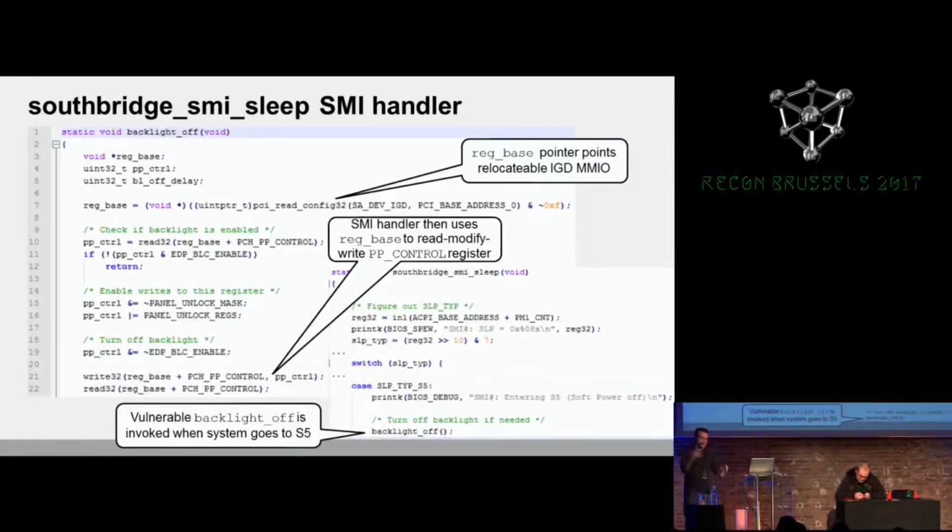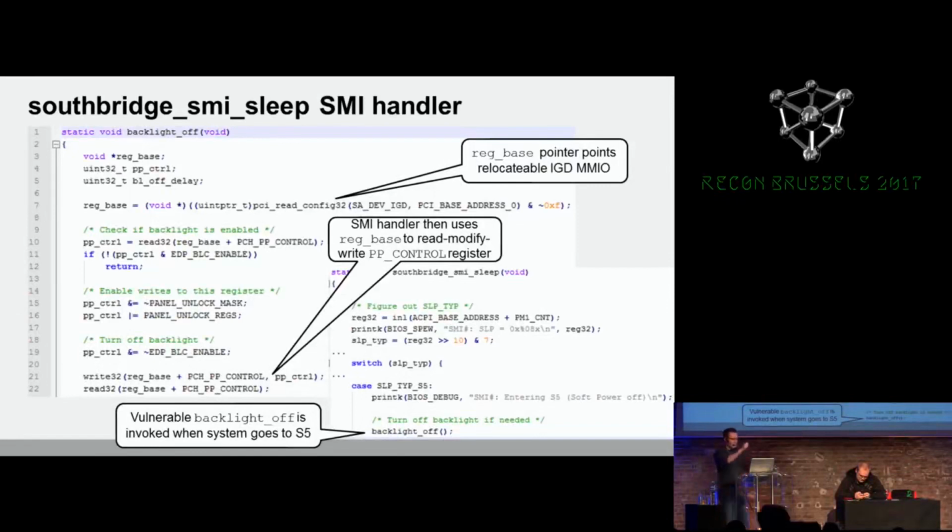And so SMIs are generated, the firmware takes control, it needs to turn off devices, including the backlight to the screen. I don't remember the specific system that this SMI handler was on, but basically what it's doing, it's reading a register base, the base for the MMIO range of the integrated graphics device, and it also writes a different value to the same PP control register on entering S5.